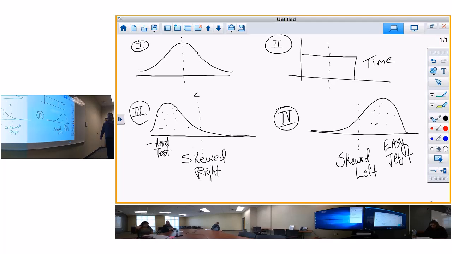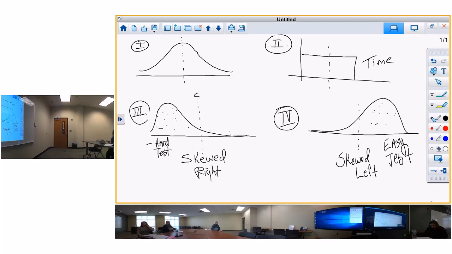So that's the difference between the skewed and the normal. Does that help? Yes. Okay.